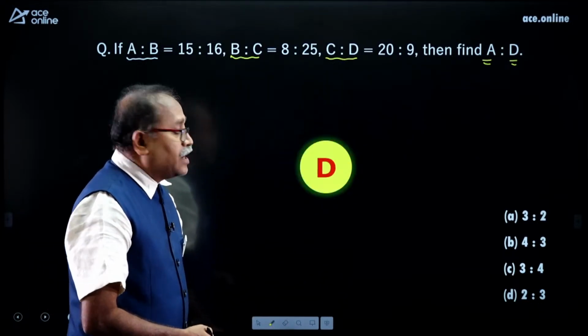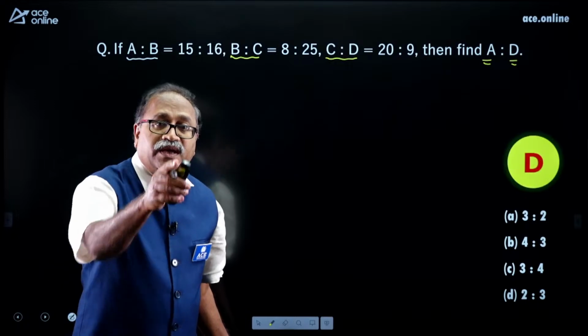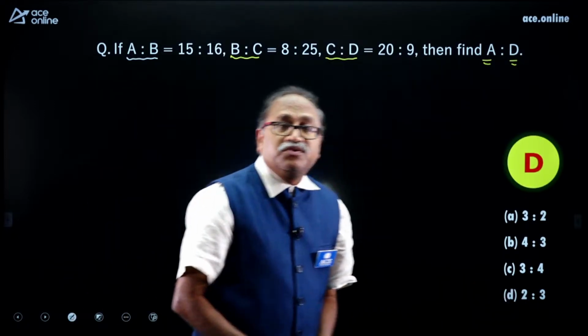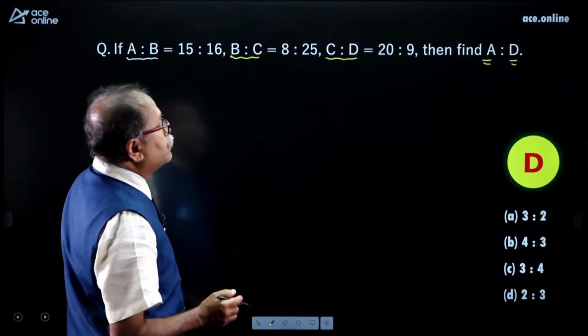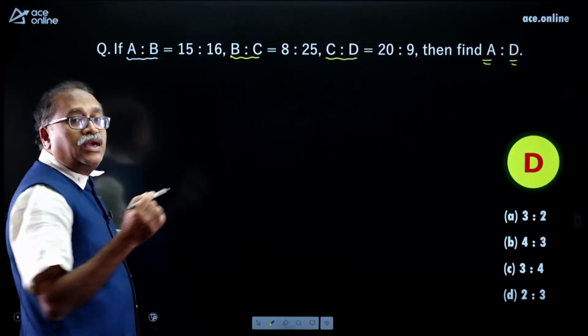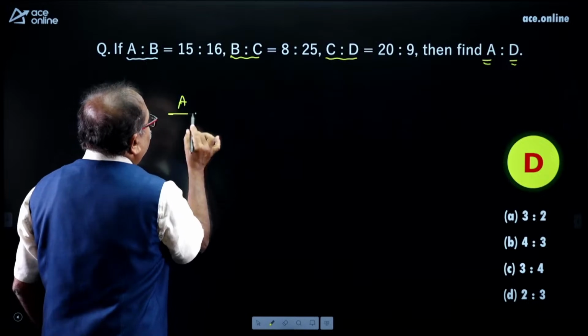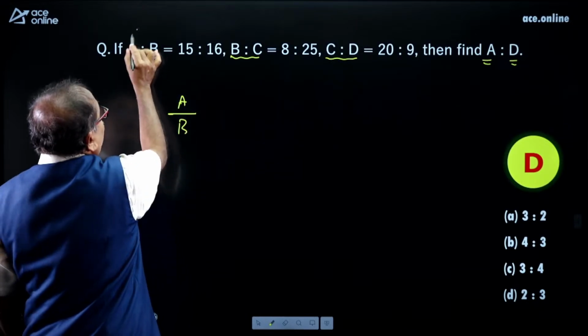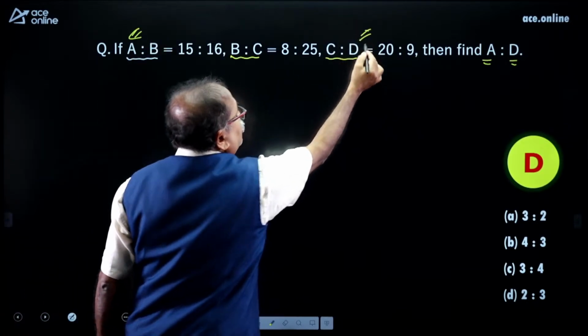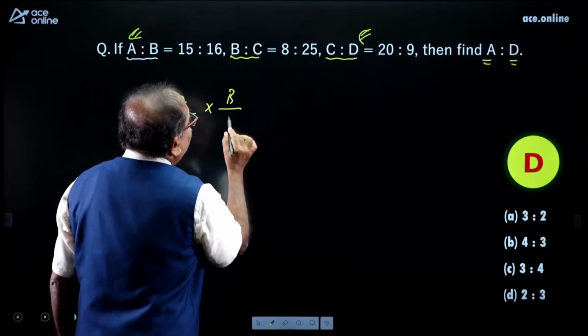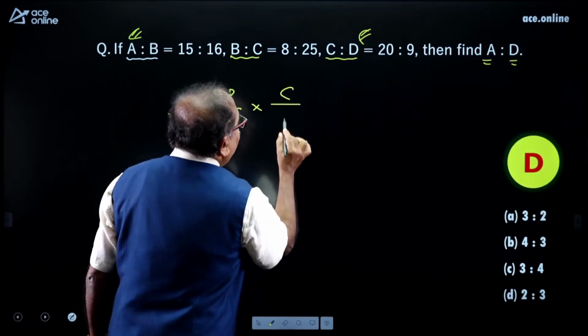What is the answer? The answer is option D. If your answer is D, that's right, my dear friend. What is that D? 2:3. Okay, let's check how we do it. We have learned these things in the very basics. When it is asked A is to D, then the approach is A by B into B by C into C by D.